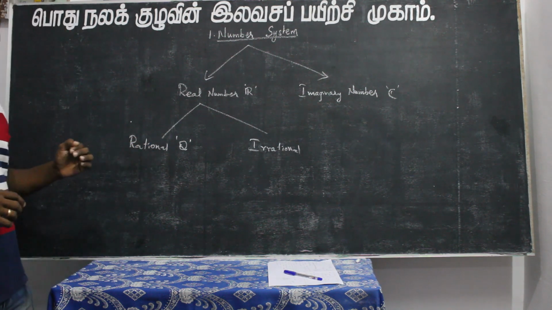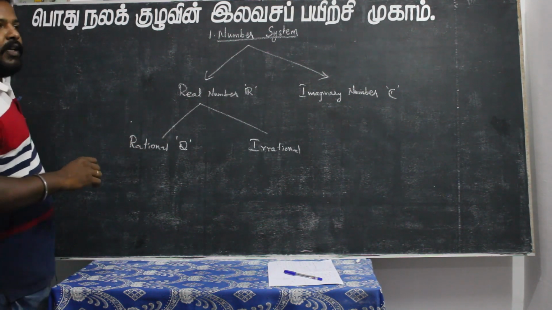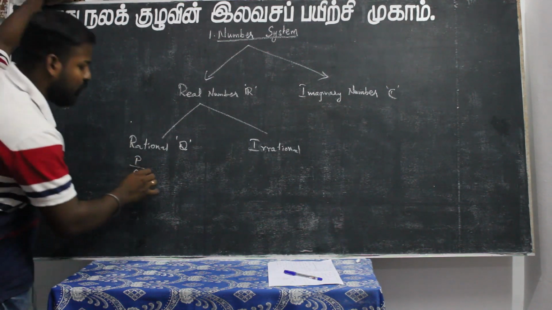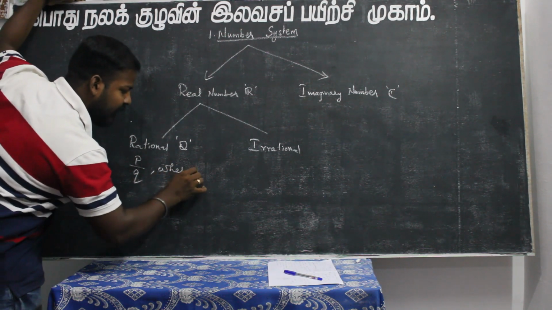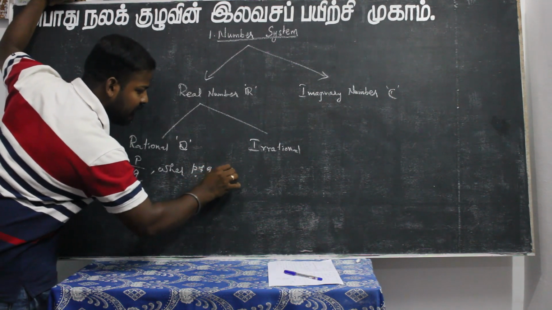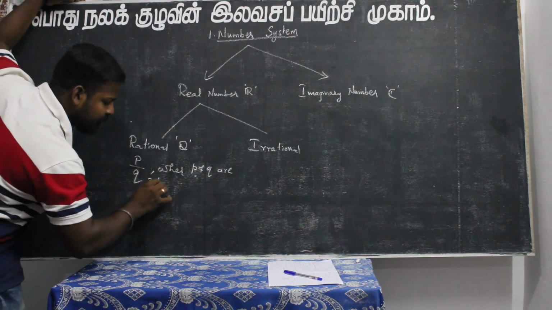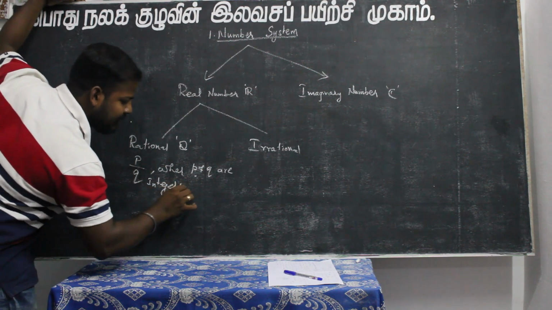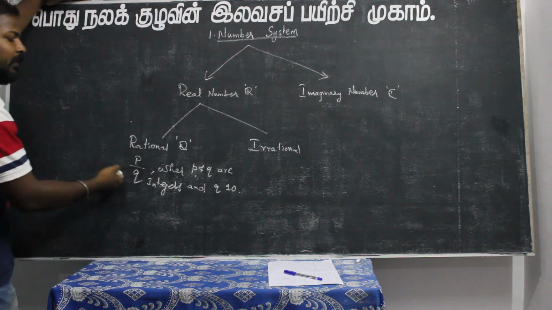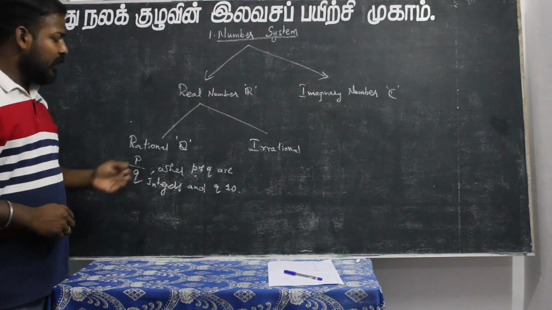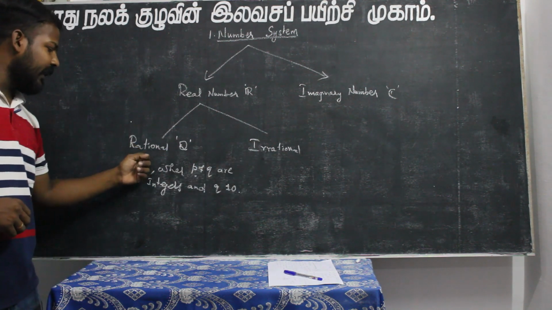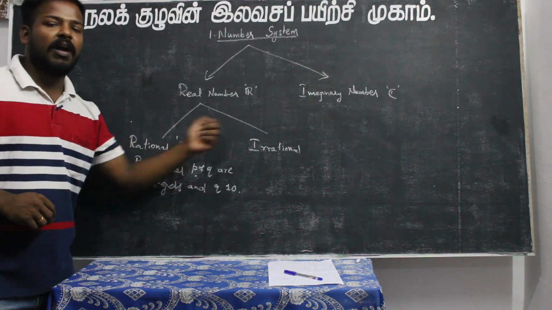So what is a rational number? A rational number is nothing but a number written in P by Q format, where P and Q are integers and Q is not equal to 0. Then we can say that P by Q is called a rational number. So what about the irrational number? An irrational number is one that we can't write in the form of P by Q.